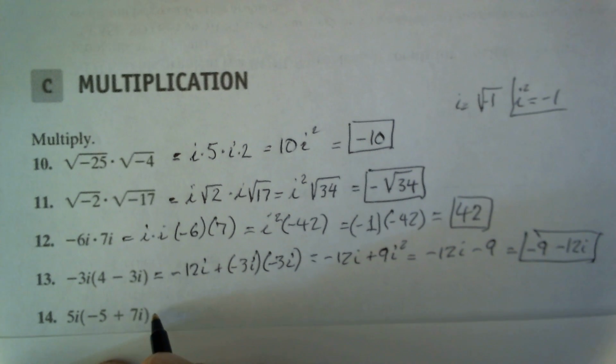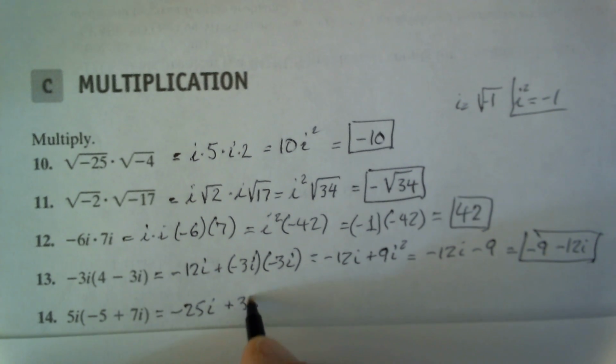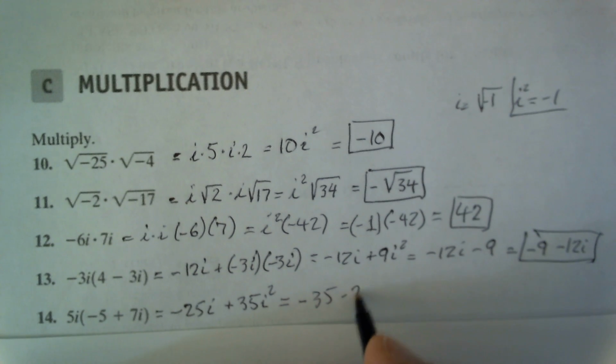And number 14 is very similar. We multiply 5i times minus 5. That's minus 25i, and 5i times 7i is equal to 35i squared. And since i squared is minus 1, this then becomes minus 35 minus 25i.